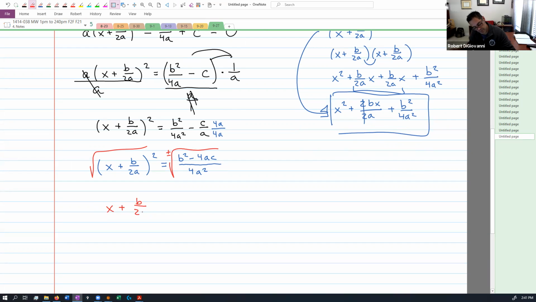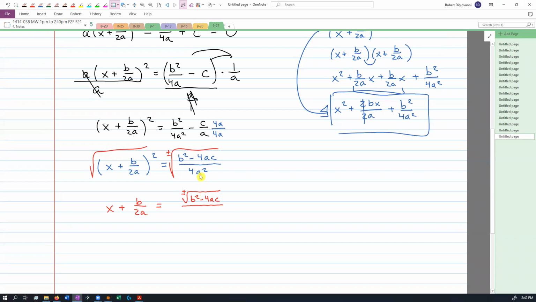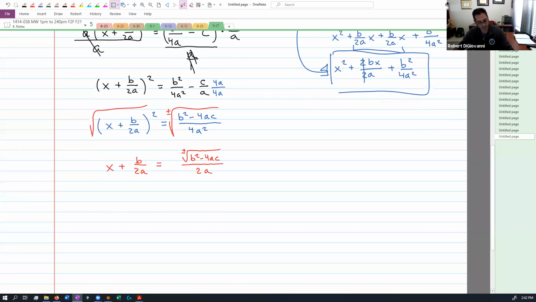So x plus b over 2a equals, now when I do this square root, I'm going to do them separately. So I'm going to do the plus or minus on the top, so the square root of b squared minus 4ac, over the square root of the bottom. But what's the square root of the bottom? 2a. 2a, right? One more step, move this to the other side. Well, two more steps. When I move that to the other side, it becomes minus b over 2a. And then I still have all this, which I can write as plus or minus the square root of b squared minus 4ac all over 2a. But they both have the same denominator, so you put them together. Negative b plus or minus the square root of b squared minus 4ac all over 2a. There it is.